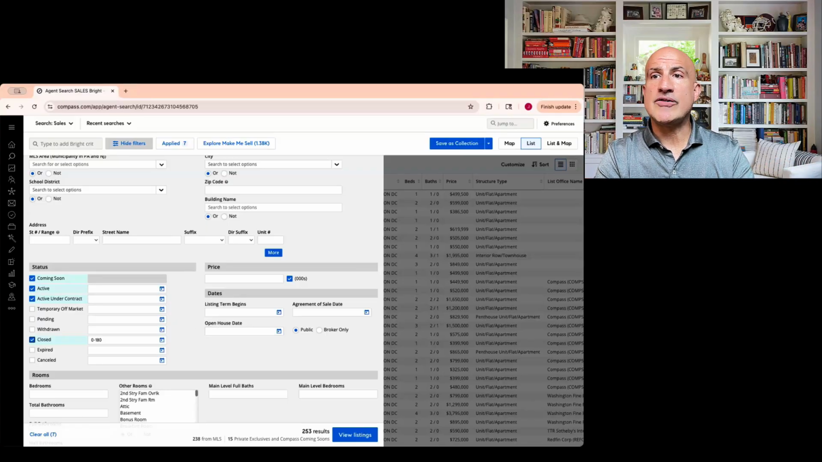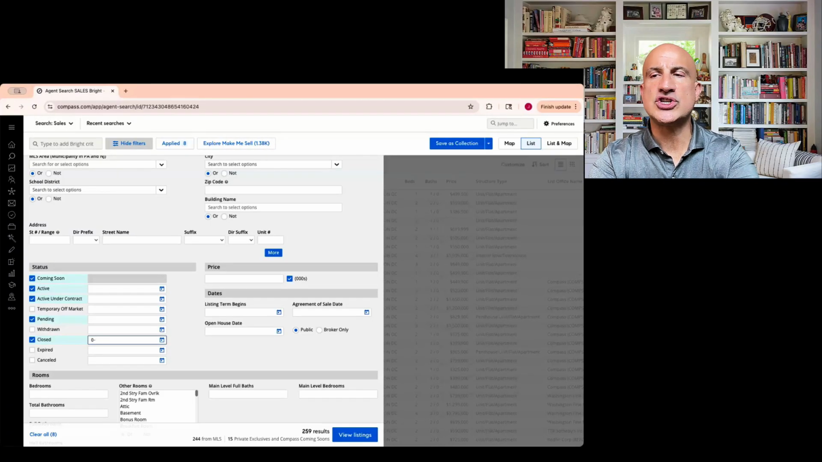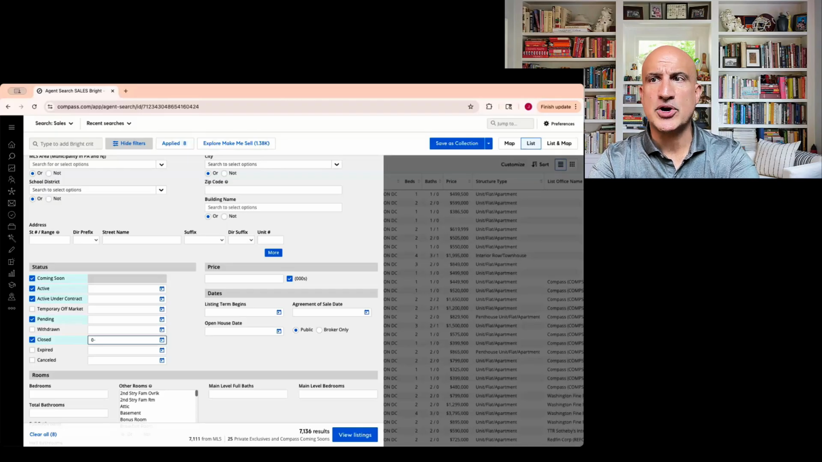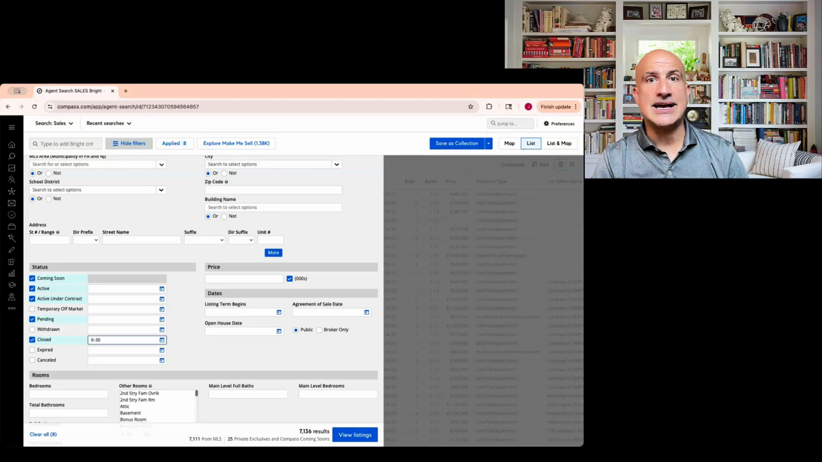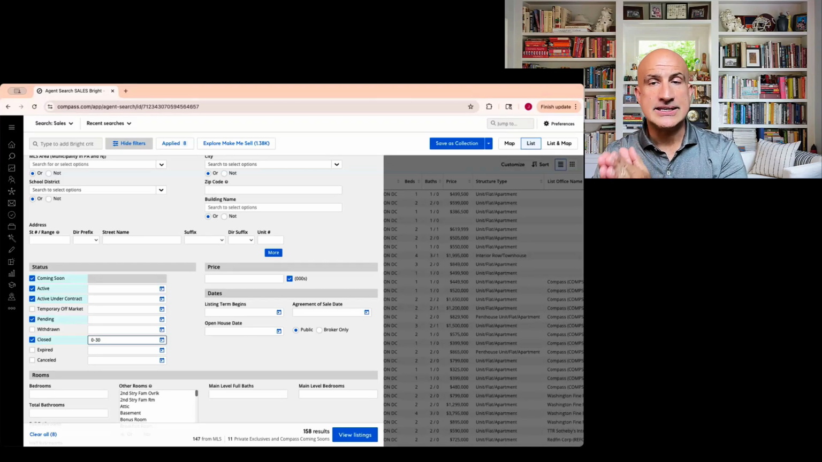So the challenge with absorption rate is that while it gives us a perspective over time, it doesn't focus on the here and now, which is really the data we want. The idea behind success rate is to look at the right now data, and particularly to include actives, under contracts and pendings, because those homes reflect the market right at the moment. We're also going to look at closed, but only over a very short period of time. It could be 30 days, no more than 45 to 60 days.